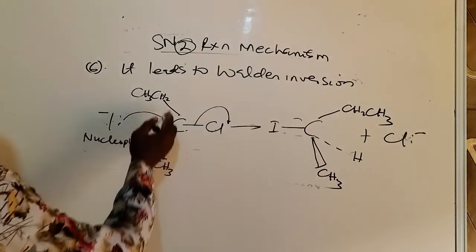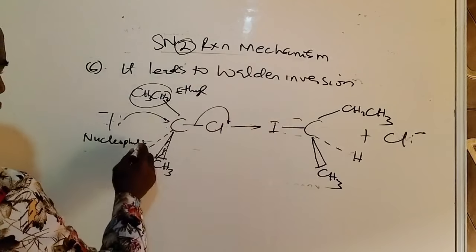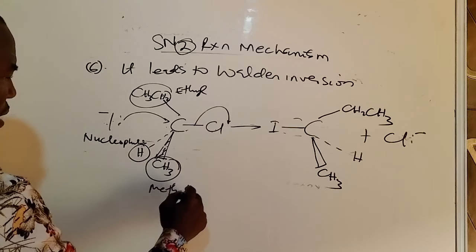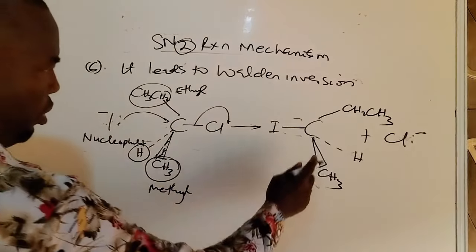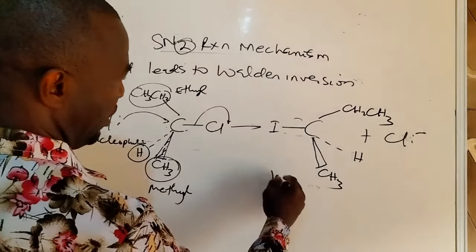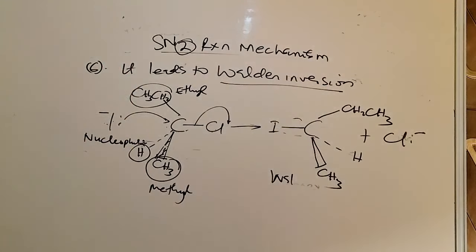The ethyl group, C2H5, hydrogen, and the methyl group appear to be on the left hand side of the plane of the carbon. Then in the product, they now shift to the right hand side. This is what's known as Walden inversion. So nucleophilic reaction leads to inversion of the configuration of the final product, which is known as Walden inversion, named after the discoverer, Walden.